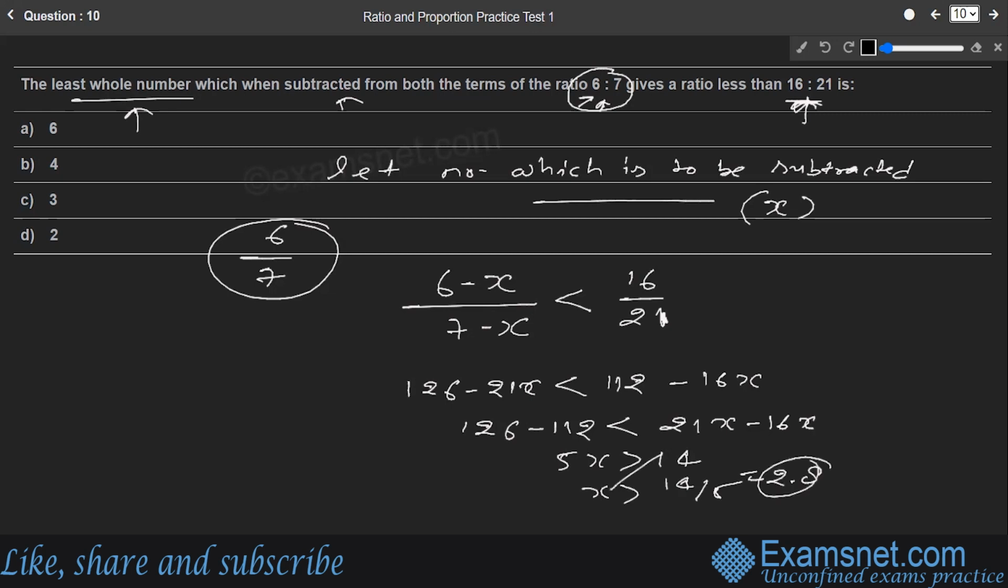So if x has to be greater than 2.8, the least number should be the just greater number than 2.8 that is also a whole number, which is 3. So the x value should be 3, and that should be the answer. The least number which when subtracted gives you the result less than 16 by 21 is x equal to 3. So the answer is option C, 3.